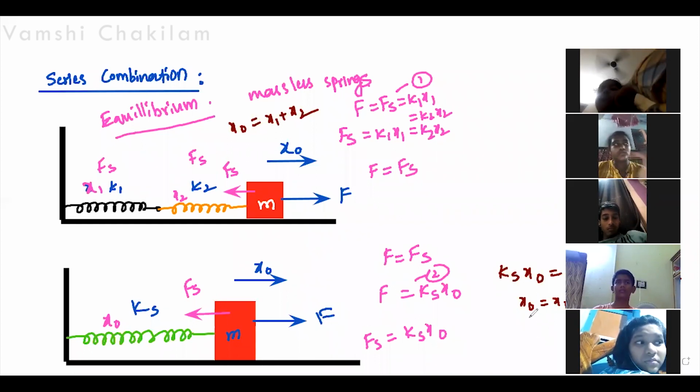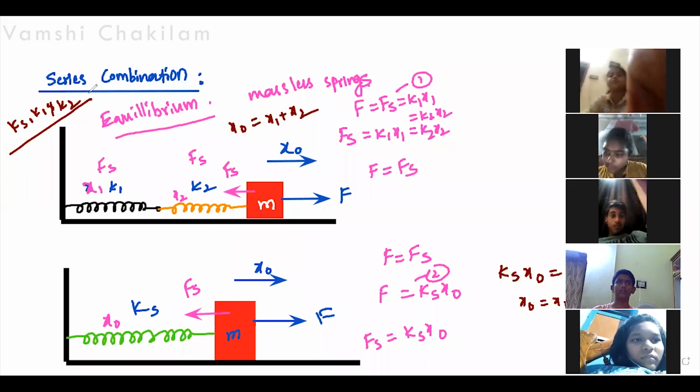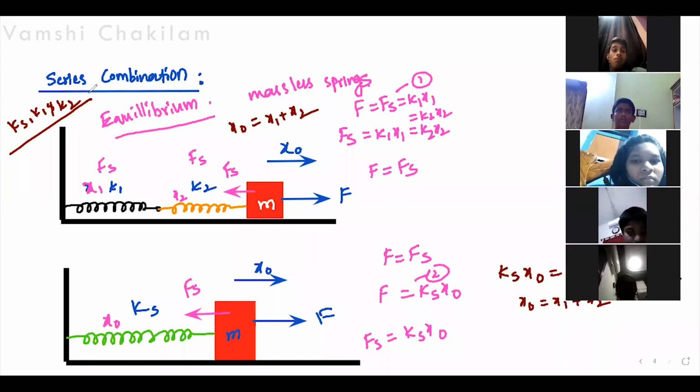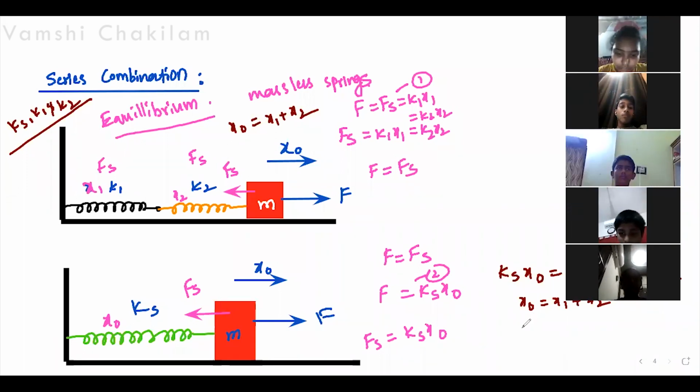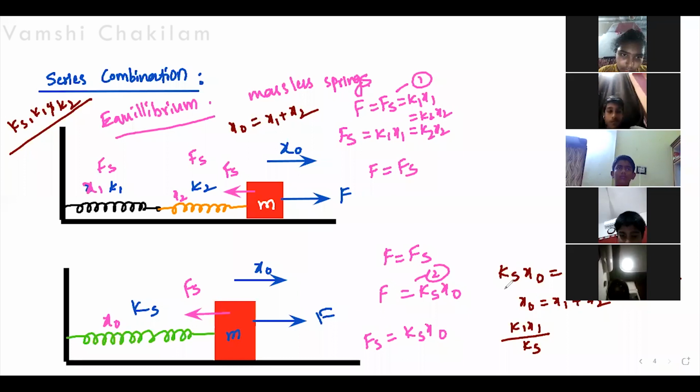Now, my dear children, I need a relation between Ks, K1 and K2. This is my target actually here. Nihal, switch on your video. How can we write x naught as x1 plus x2, where x1 is K1 x1 upon Ks? Can I write from these two, K1 x1 by? Yes or no?